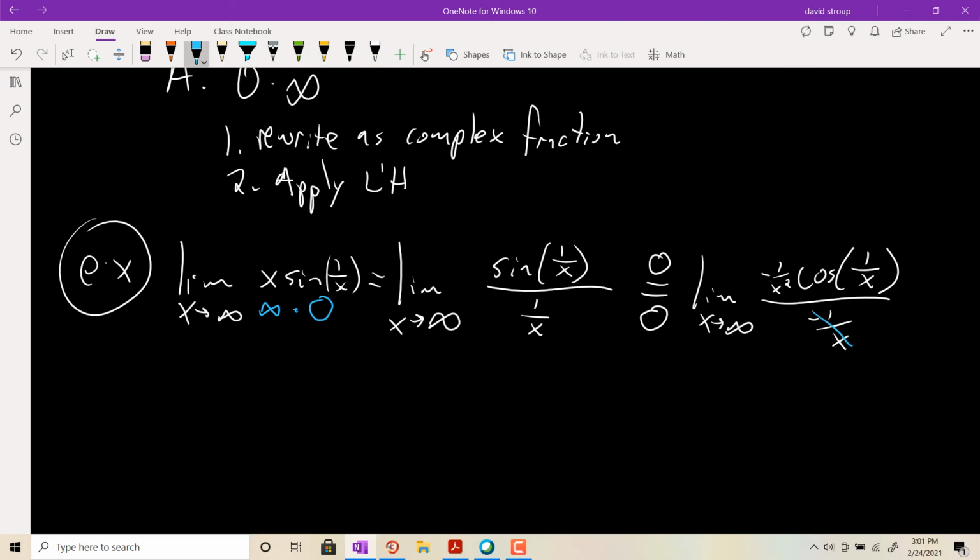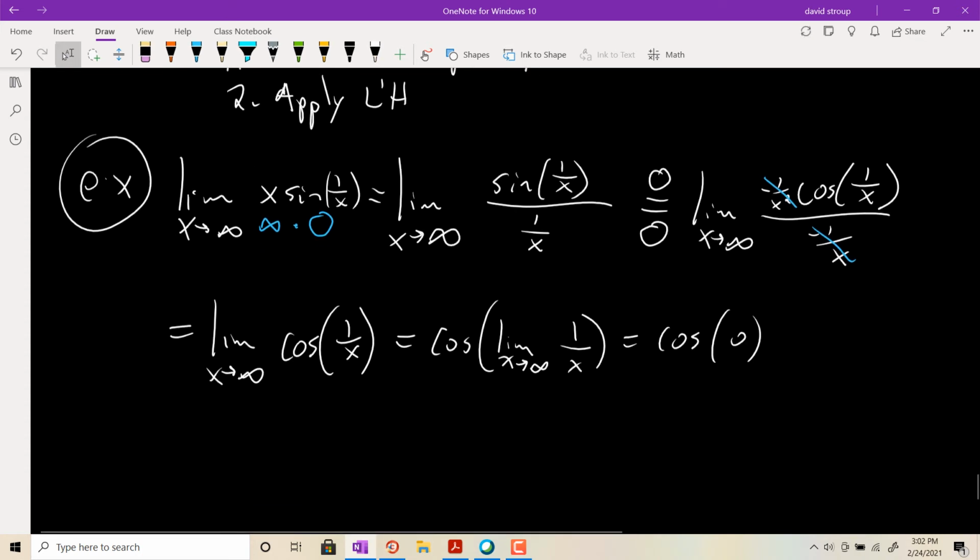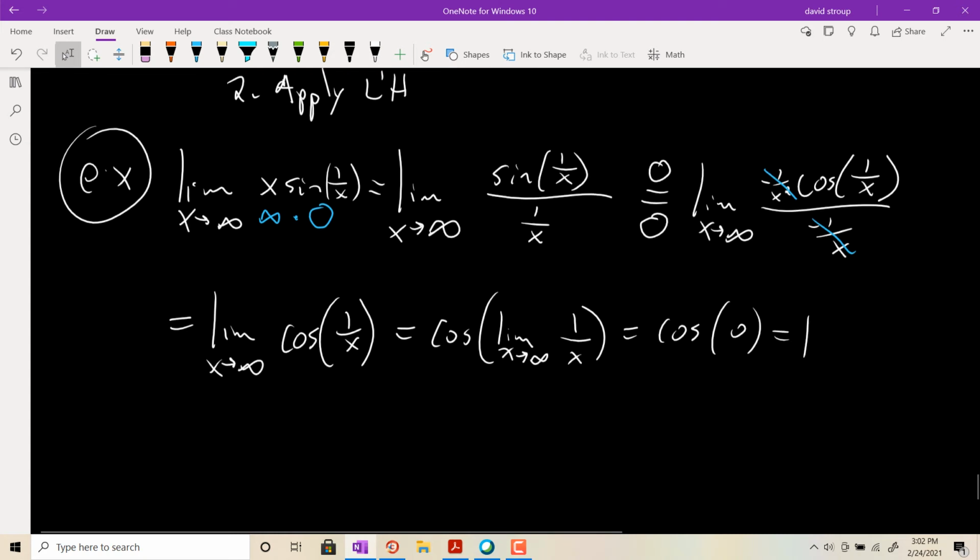And then we got a nice cancellation. And we have the limit as x goes to infinity of cosine of 1 over x. And that'll just then be cosine of 0 because it's one of these guys. You can kind of move the limit inside the cosine function and take the limit of 1 over x. So that's cosine of 0, okay, which is 1. Okay, so there's those kind of problems.